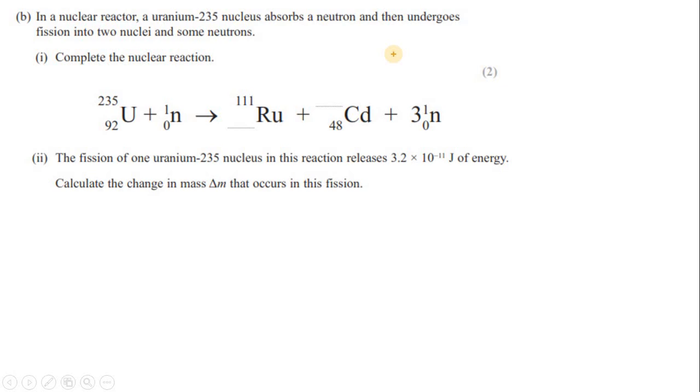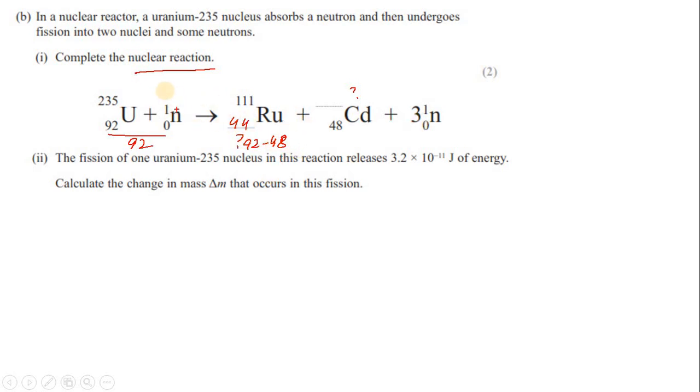In a nuclear reactor, a uranium-235 nucleus absorbs a neutron and then undergoes fission into two nuclei and some neutrons. So uranium, neutron, rhodium and cadmium. Complete the nuclear reaction. We need to find this number and that number. Clearly this is charge. On the left hand side of the arrow we have a total charge of 92, and on the right hand side we have only 48. So the number should be 92 minus 48, which is equal to 44.